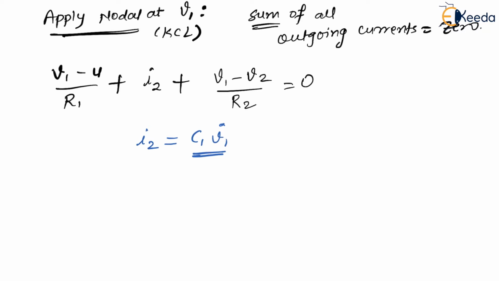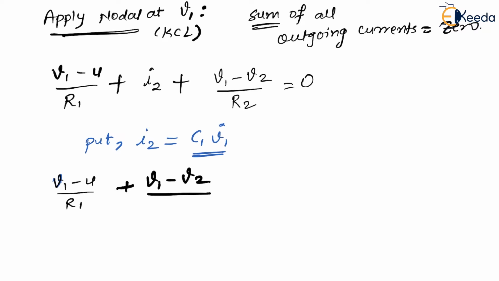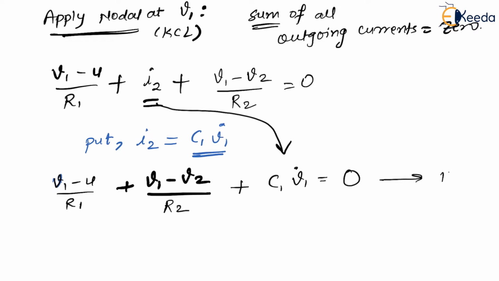So now let us simply replace this. Put I2 equal to C1 into V1 dot. So what we get here is V1 minus U upon R1 plus V1 minus V2 upon R2 plus C1 into V1 dot is equal to 0. All the terms are written. I2 has been replaced by C1 into V1 dot. So now let me call this equation 1.